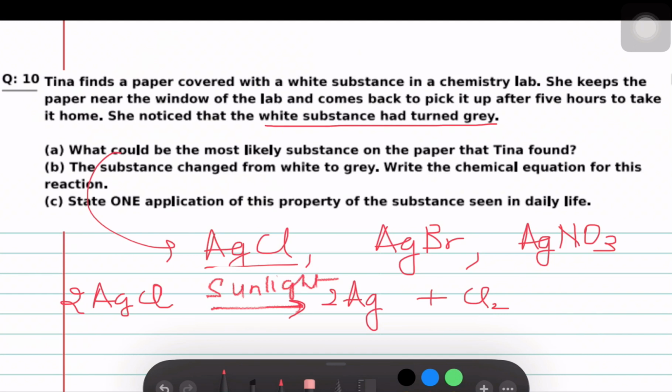State one application of this property of the substance seen in daily life. We all know that there's only one application, black and white photography. So that's it for the day. We have discussed all 10 questions. I hope they made sense.